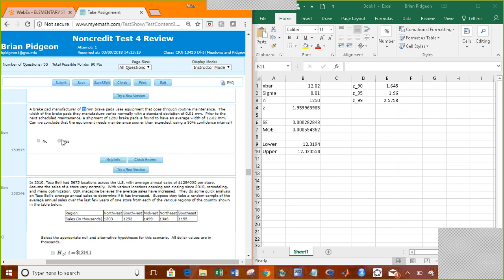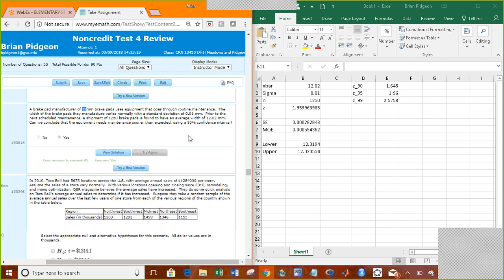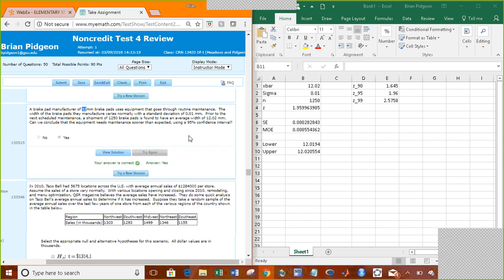So, does the equipment need maintenance? Yes. Because 12 does not lie inside that interval. If 12 lied in it, then yes, we're good. But because this is completely above 12, we have to say that there's probably evidence that it needs maintenance.